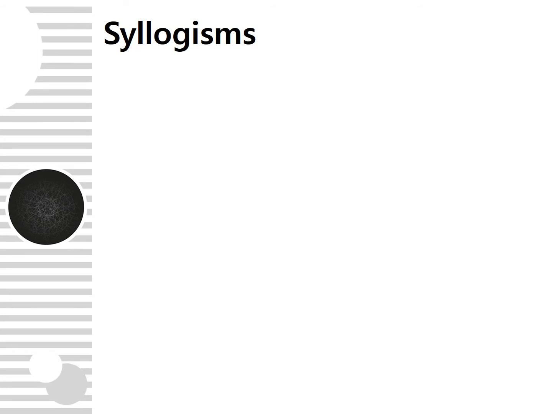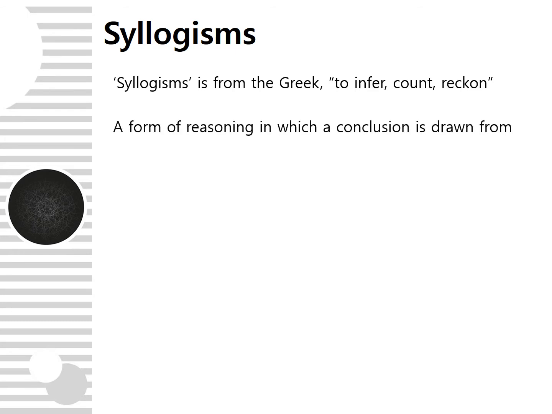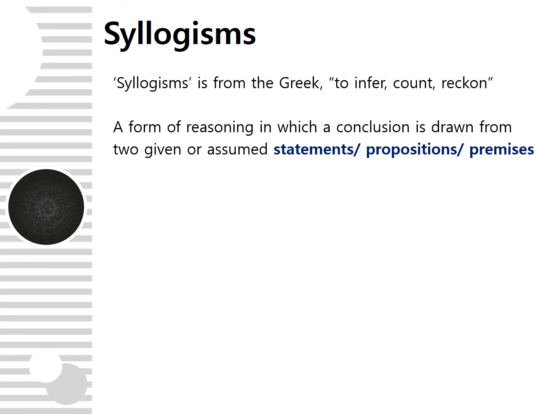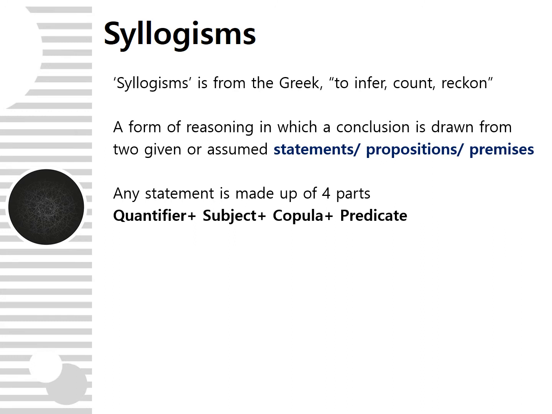To start with, let's understand what is syllogism. The term syllogism is from the Greek, which means to infer, count, or reckon. It is a form of reasoning in which a conclusion is drawn from two given or assumed statements. Now, these statements are also called propositions or premises. Any statement in syllogism is made up of four parts, which are quantifier, subject, copula, and predicate.